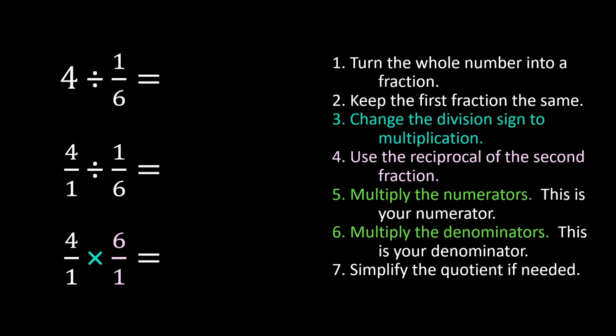Then I'll need to multiply my numerators. 4 times 6. 4 times 6 is 24, and that is the numerator in my answer. Then I'll multiply the denominators. 1 times 1, and 1 times 1 is 1. So what I have is 24/1. So I need to simplify my quotient if needed. So I'm going to turn it from an improper fraction into a whole number, because 24/1 is equal to the whole number 24.